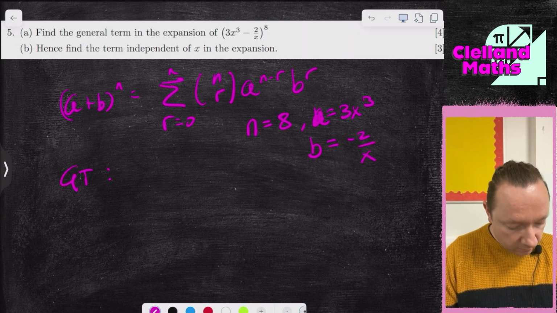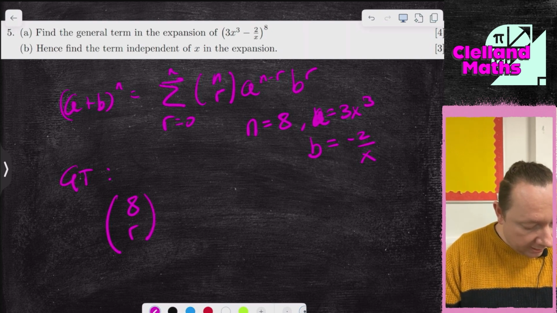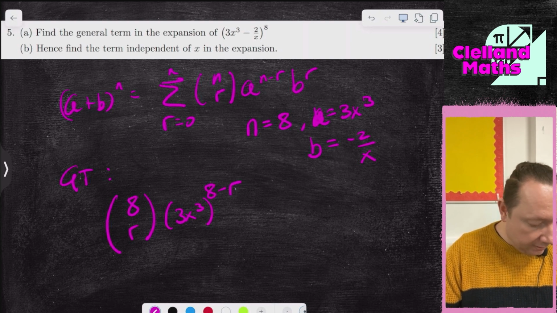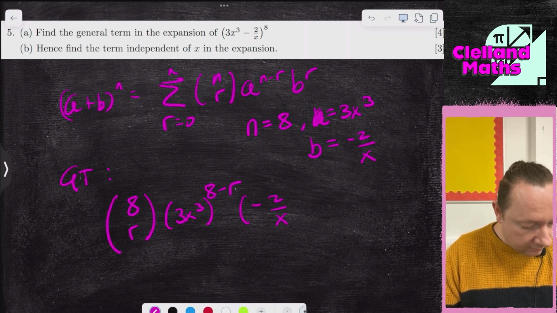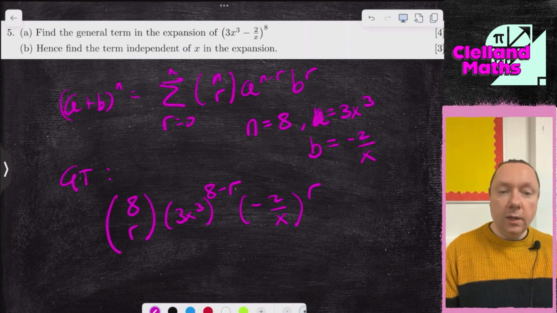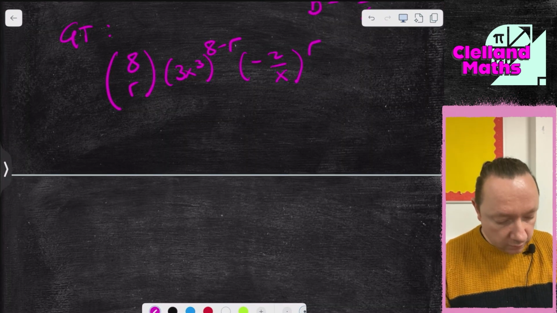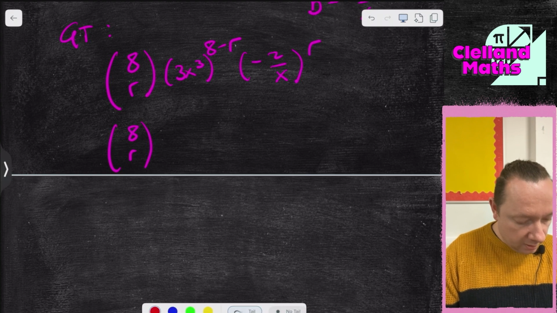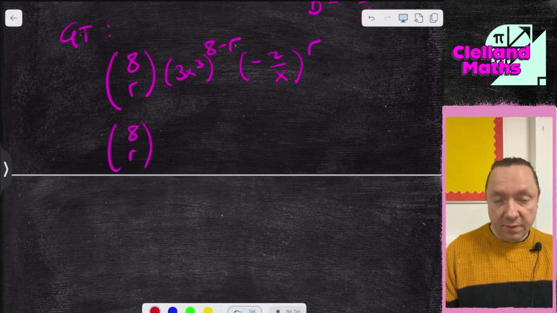So for our general term, we've got n choose r, 8 choose r, times 3x cubed to the 8 minus r, times minus 2 over x to the r. So we're working with that. Can't do anything with 8 choose r, so that just stays where it is. But the game is, we need to get all the x's together and then the numbers together there.